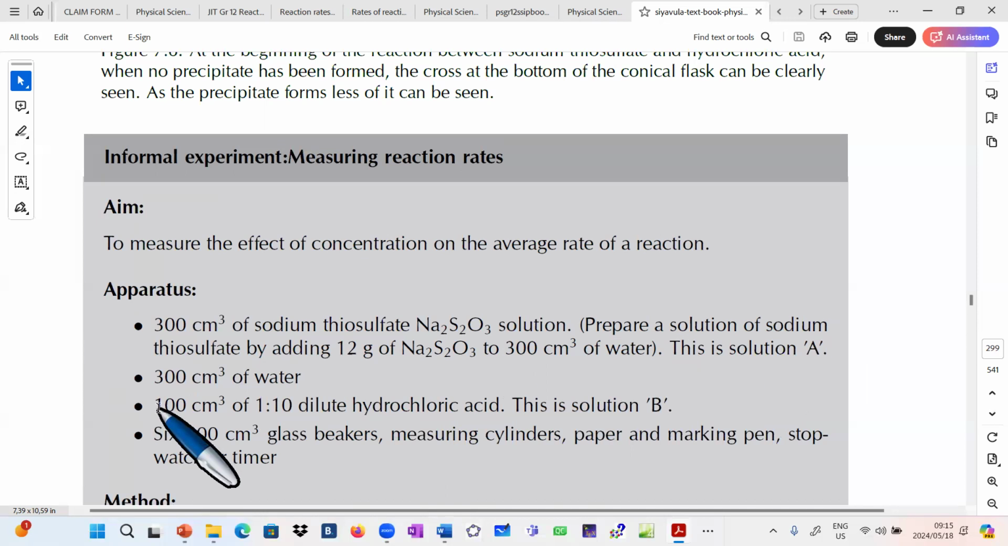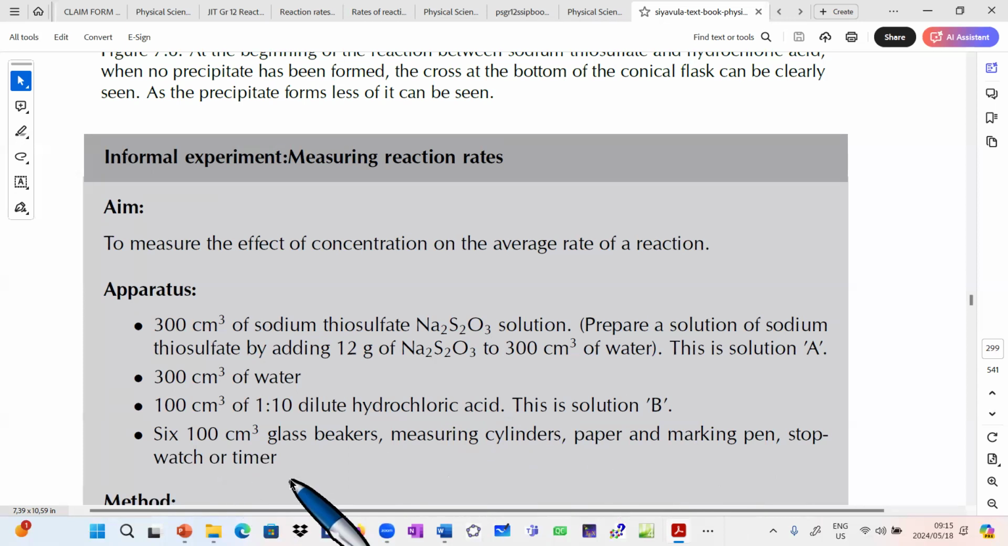Then 100 cubic centimeters of 1:10 dilute hydrochloric acid. This is solution B. So you also have hydrochloric acid, and then you have 600 cubic centimeter glass beakers, measuring cylinders, paper and a marking pen, and a stopwatch or timer.